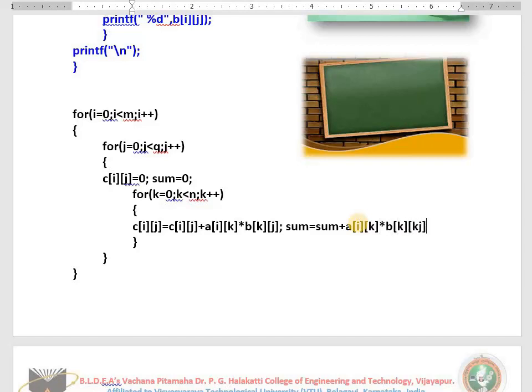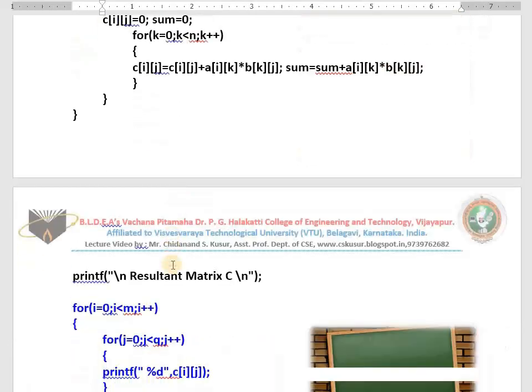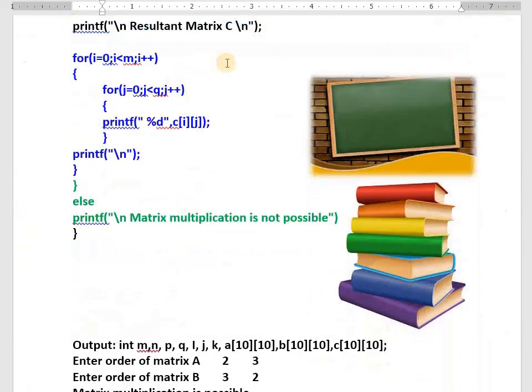How to remember it? It is very easy. C of ij equals, in between i and j, k is there. k comes twice: A of ik into B of kj. I hope you understood. At the same time you have to learn it by heart. C of ij equals C of ij plus A of ik into B of kj. In between i and j, k comes twice. It is very easy. Once you calculate like this, you have to print the resultant matrix.